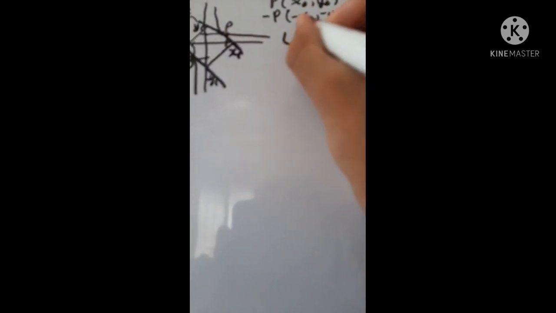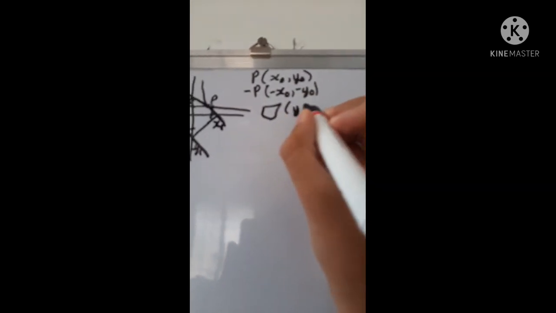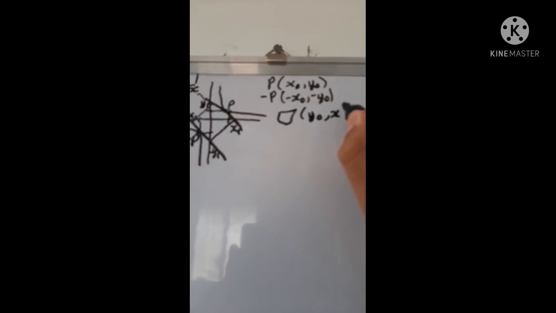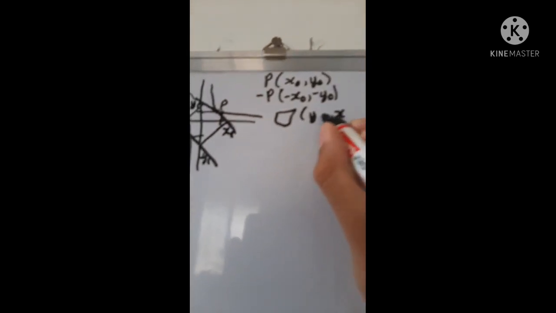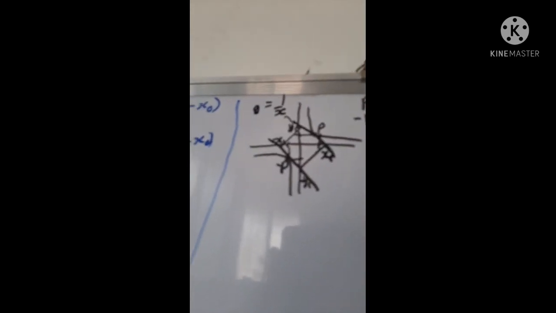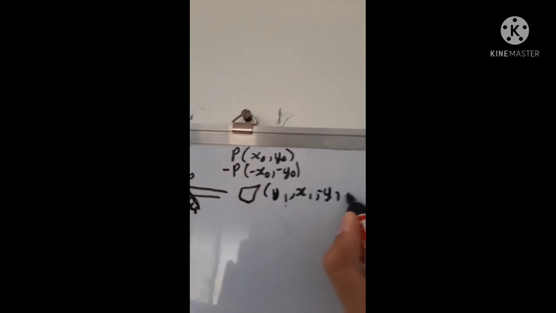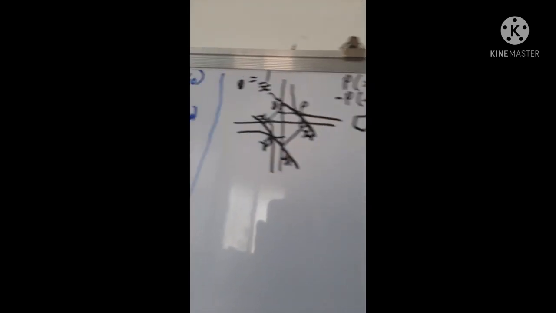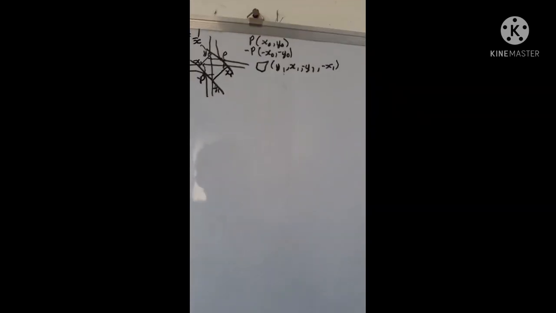That's the quadrilateral with vertices x1, y1, then x1, minus y1, and minus x1. Oh wait, not y naught, that was wrong. Now these are the exact coordinates, and I hope that's pretty clear at this point.